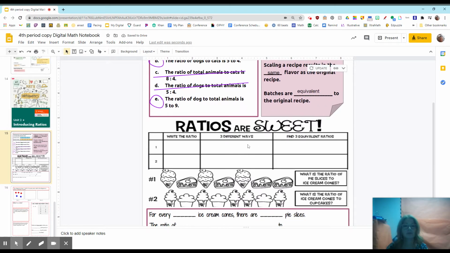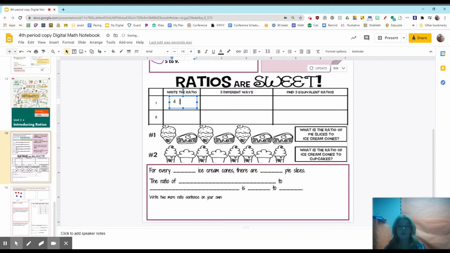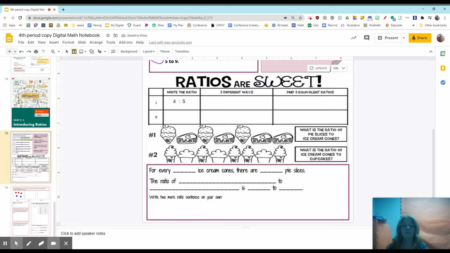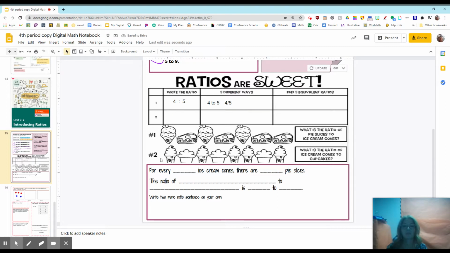Remember, pause the video as you need to, because I will run out of time, so I have to go kind of fast. Next, you're going to write a ratio for this first picture. I have 3 ice cream cones. I have 4 pie slices. However, it says pie slices to ice cream. So my ratio is going to be 4 to 5. And then I need to write it in 3 different ways. The different ways would be 4, use the word to, and the other way would be written as a fraction. You're going to do the same right here with number 2, which would be ice cream cones and cupcakes.